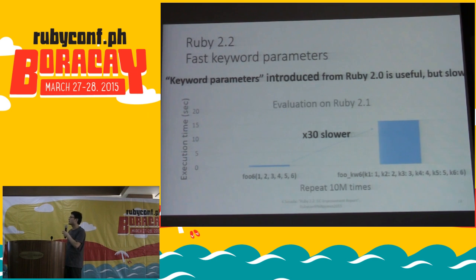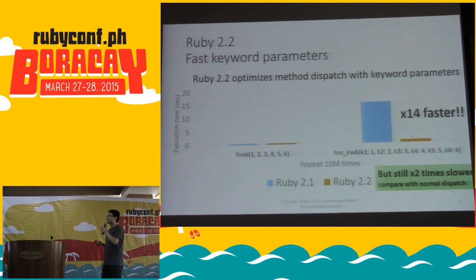But keyword parameters are very useful. Recently I made a Ruby script, and I found that keyword parameters are very nice because we can pass any parameters not in order. With optional arguments we need to know the order of parameters, but with keyword parameters we don't need to care about the order of parameters. So that's useful, but it is too slow.